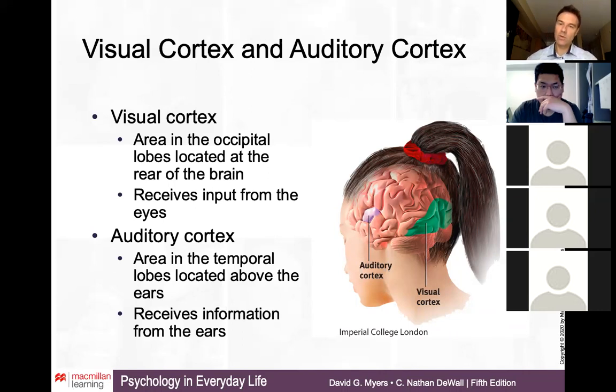So the visual cortex is in the back of the brain. It connects here with the temporal lobe, and up here with the parietal lobe. And information that goes to the temporal lobes and parietal lobes and occipital lobe goes first through the thalamus.